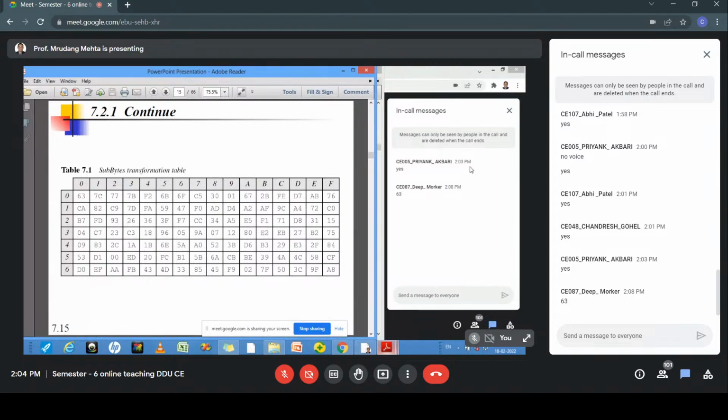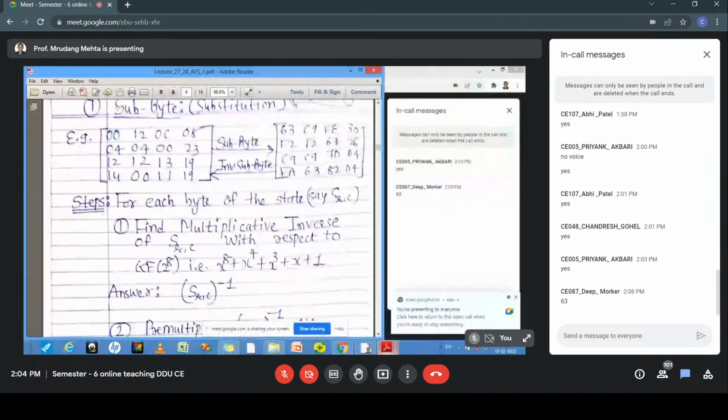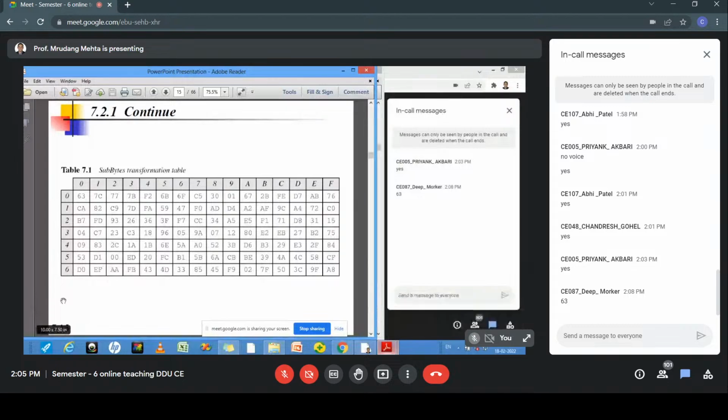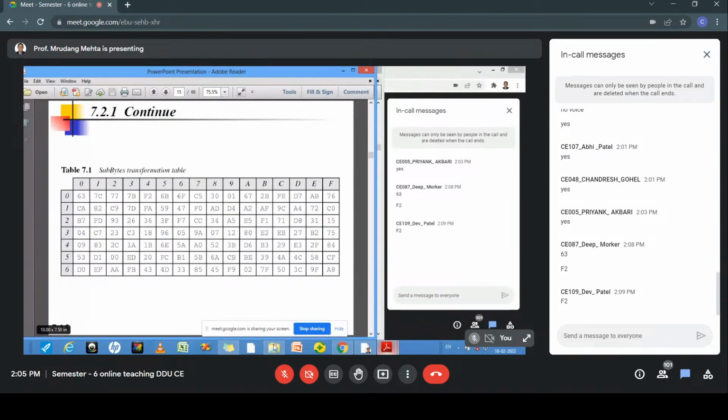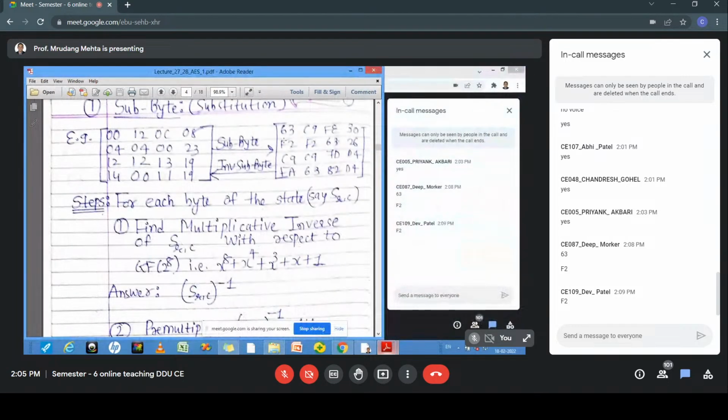$63, right? So what is happening is that we substitute, instead of 00, the 63 byte. Then it goes through 04. What is the value of 04? Row 0, column 4. What is the value in this table, row 0, column 4? F2, right? So here, see F2. That is F2.